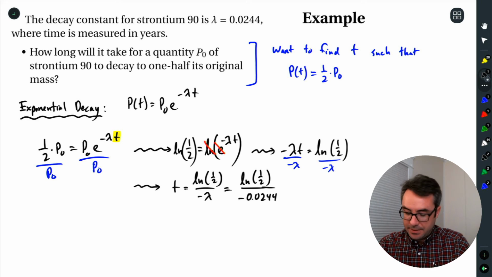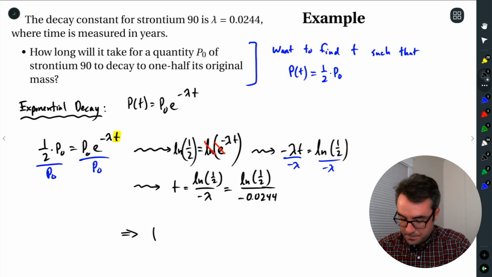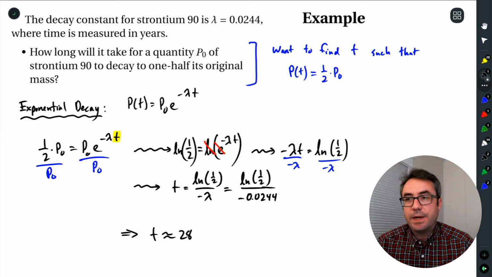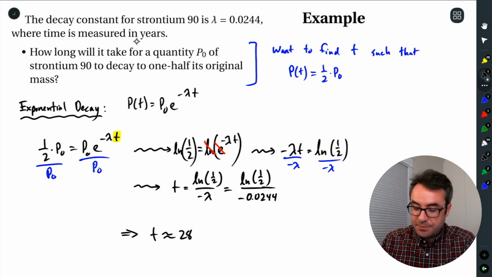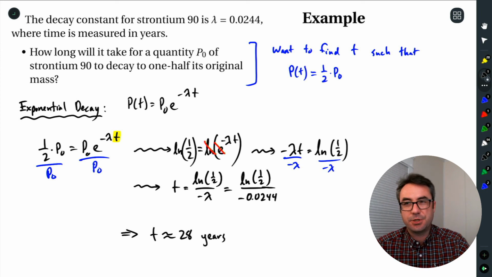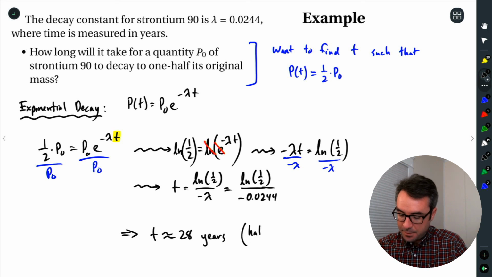And this is approximately 28. If we do this calculation, it's going to be approximately 28. And time is measured in years, so our half-life here is going to be years. So just make sure you're using units. This is our half-life, approximately.